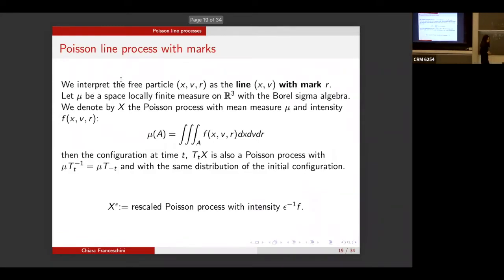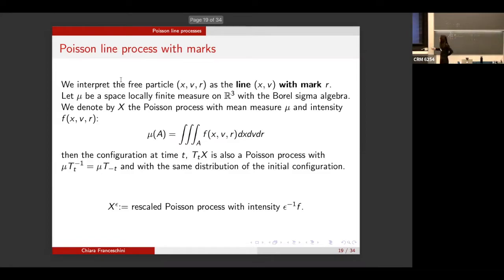Okay, and now some notation. I said that you can always interpret this free particle as a marked line (x, v). Now we need a locally finite measure mu on R^3 with the Borel sigma algebra. Then X will be a Poisson process which has this measure, and we ask for a density. The density of the measure is f, which is the intensity of the Poisson process, so that mu of a Borel set A is given by this triple integral.